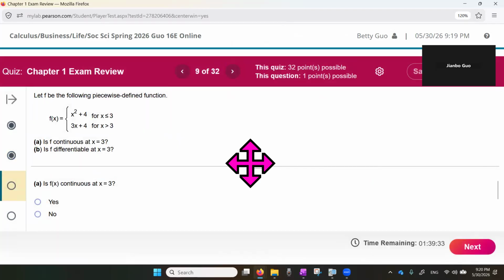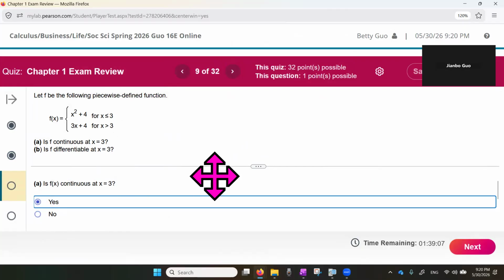Question number 9. Piecewise function. Is the function continuous at 3? So the left limit, plug in 3. 3 squared is 9. 9 plus 4 is 13. From the right, plug in 3. 3 times 3 is 9. 9 plus 4 is 13. It is continuous. Use the same method we used earlier. We had a similar problem earlier. Part B is about differentiability.